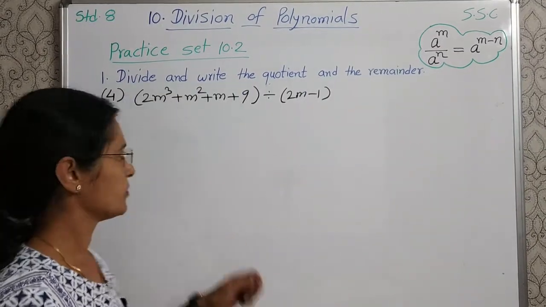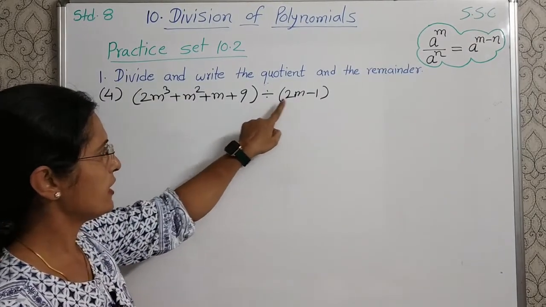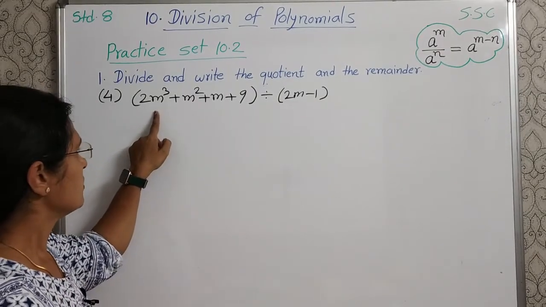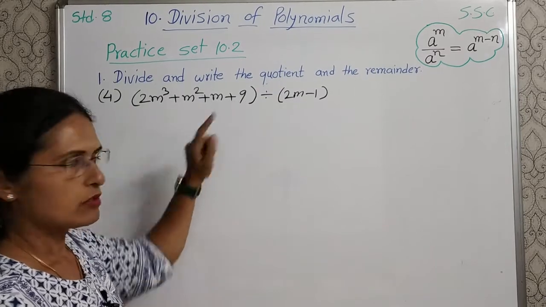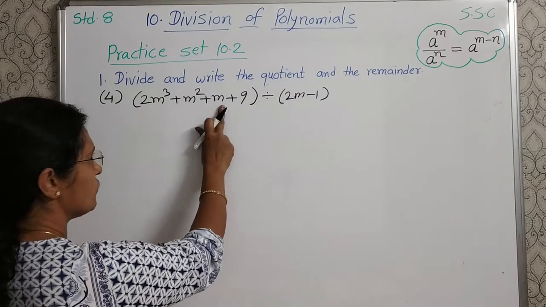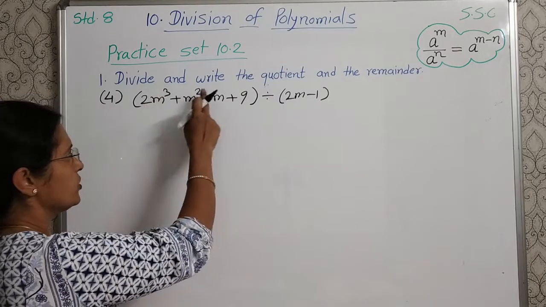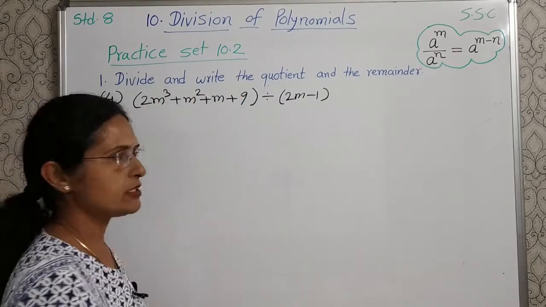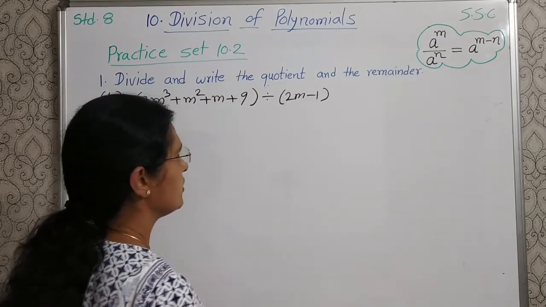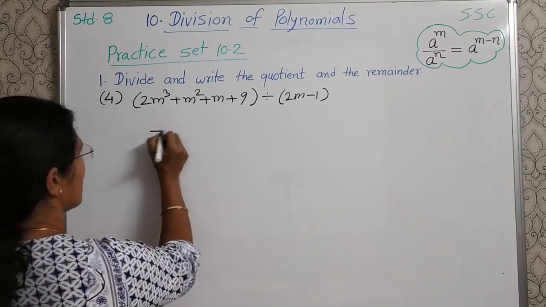Next, sum number 4. 2m cube plus m square plus m plus 9 divided by 2m minus 1. Observe this dividend. Here all the indices are in the descending order for all these terms. M cube, m square, m raised to 1, and here there is no variable, it is m raised to 0. So 3, 2, 1 and 0 are the indices in the descending order, and even in the divisor the indices are in the descending order. The terms are in the descending order of their indices. Now divide.